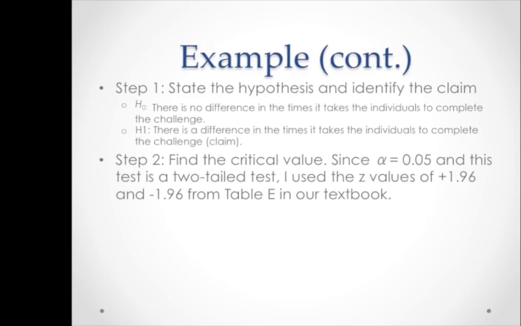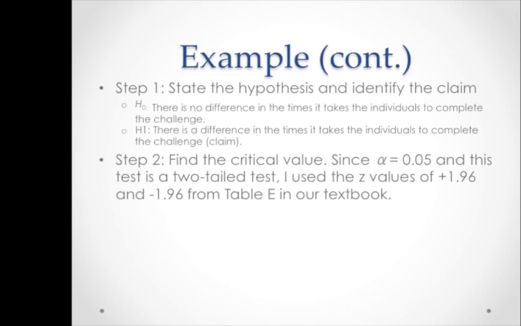Step 1. State the hypothesis and identify the claim. Our null hypothesis is that there is no difference in the times it takes the individuals to complete the challenge. Our alternative hypothesis is that there is a difference in the time it takes the individuals to complete the challenge. This is our claim.